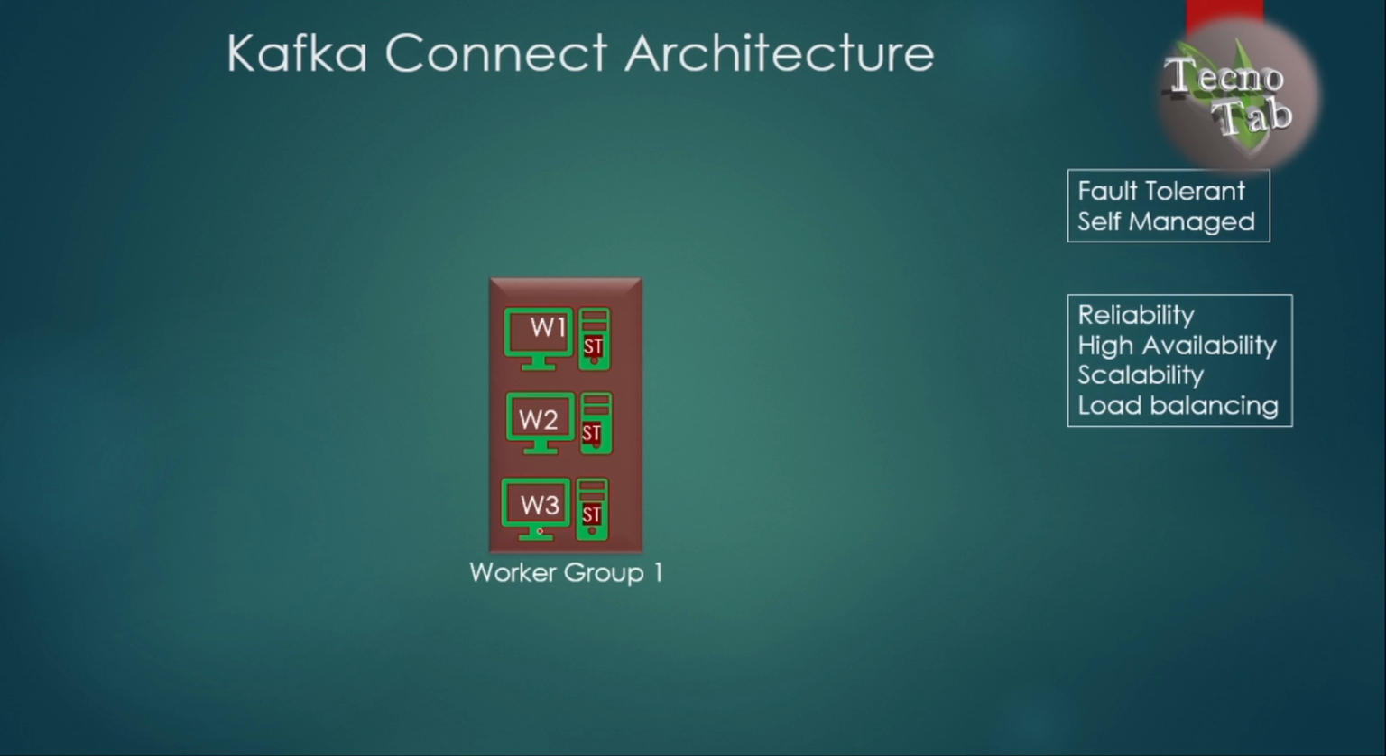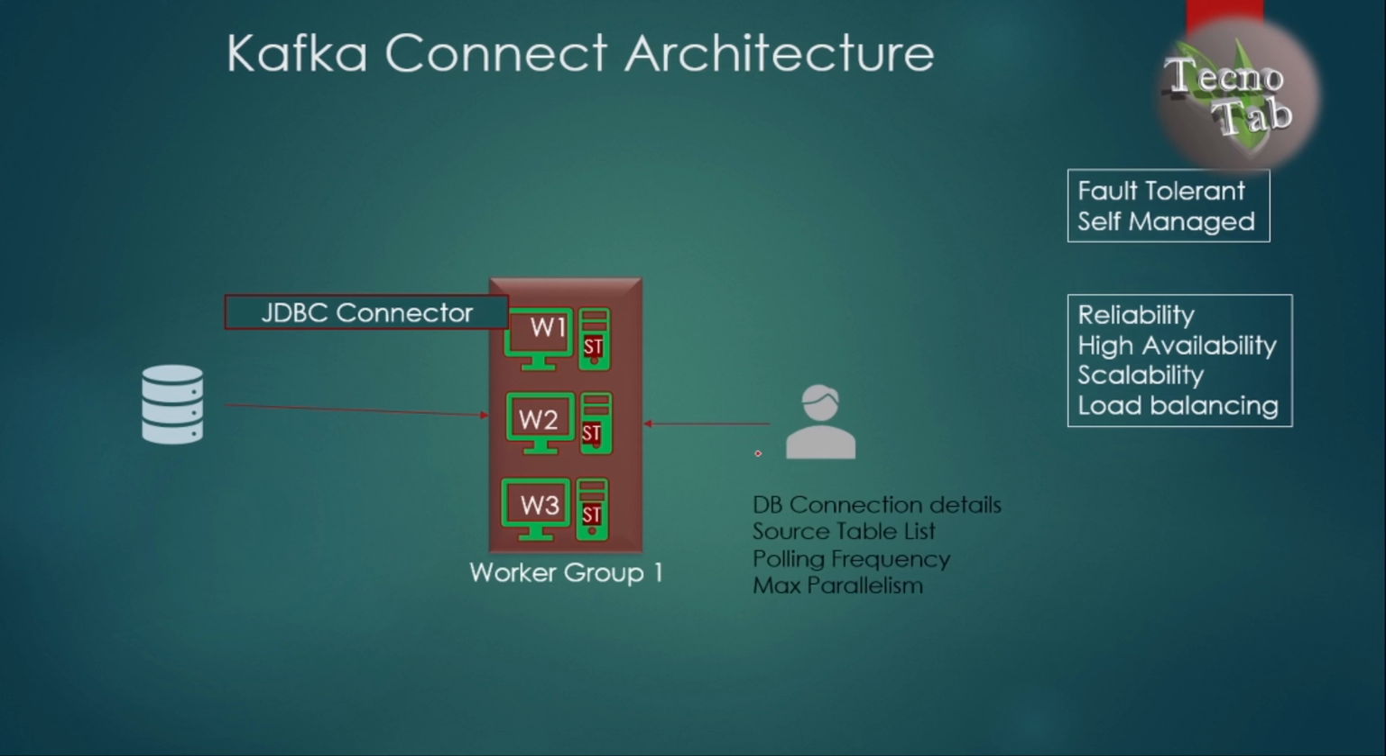Let's assume that we want to copy the data from a relational database. So I will download the JDBC source connector and install it in the cluster. The installation is to make sure that the jar and its dependencies are available to the workers. The next thing that we have to do is to configure the connector. This configuration will be done by the person who is handling this process, and he will be responsible for giving those configuration details in a configuration file.